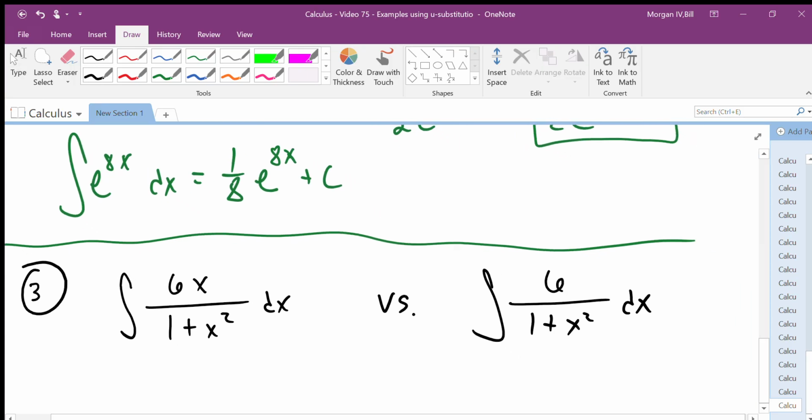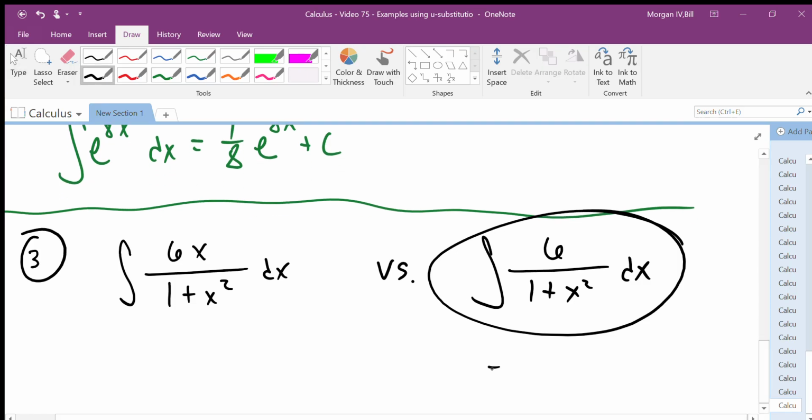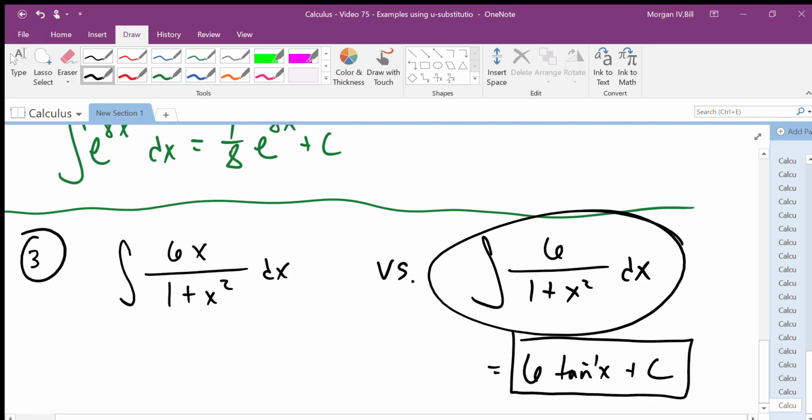Let's take a look at the one on the right first. We already know that. We don't need u substitution on this one. What is the integral of 6 over 1 plus x squared dx? Hopefully we recognize that pattern. That is 6 inverse tangent of x plus c. Remember, the derivative of inverse tangent of x is 1 over 1 plus x squared. Therefore, the antiderivative of 1 over 1 plus x squared is the inverse tangent of x. The 6 comes along for the ride, and we're done. And we see that this answer is 6 times inverse tangent of x plus c.